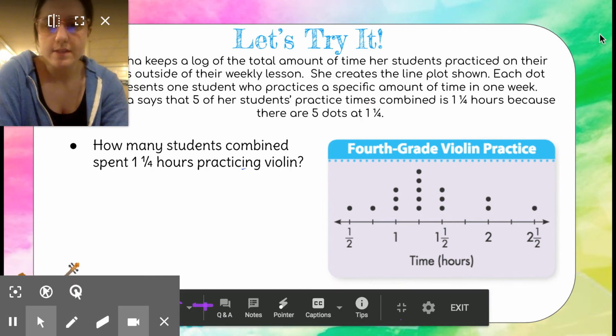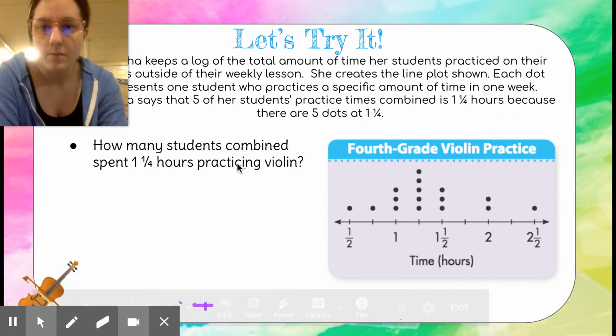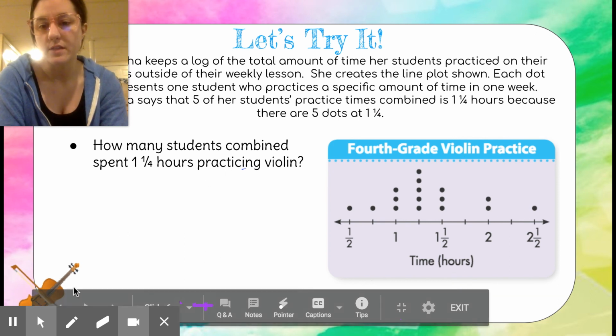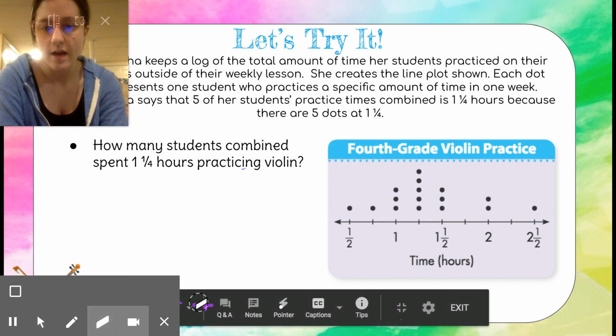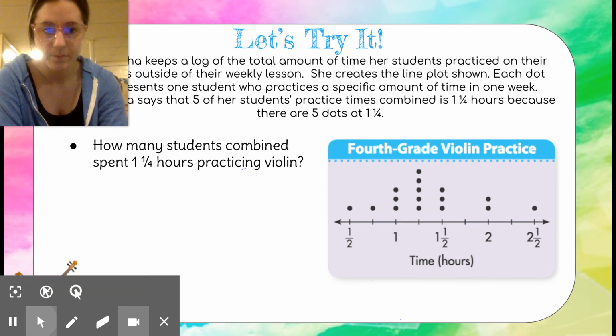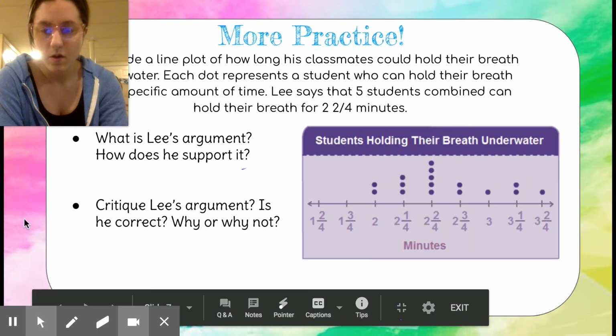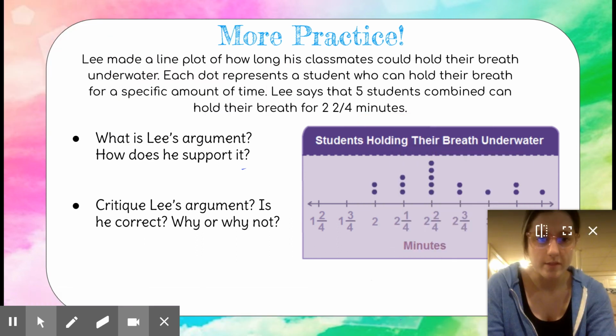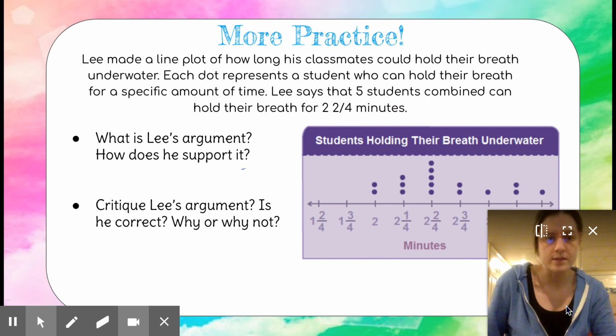Okay, so we're using the same line plot. How many students combined spent 1 and 1/4 hours practicing violin? We just solved that on the other slide. I got ahead of myself, so we said it was 6 and 1/4. So you are still trying this with me.